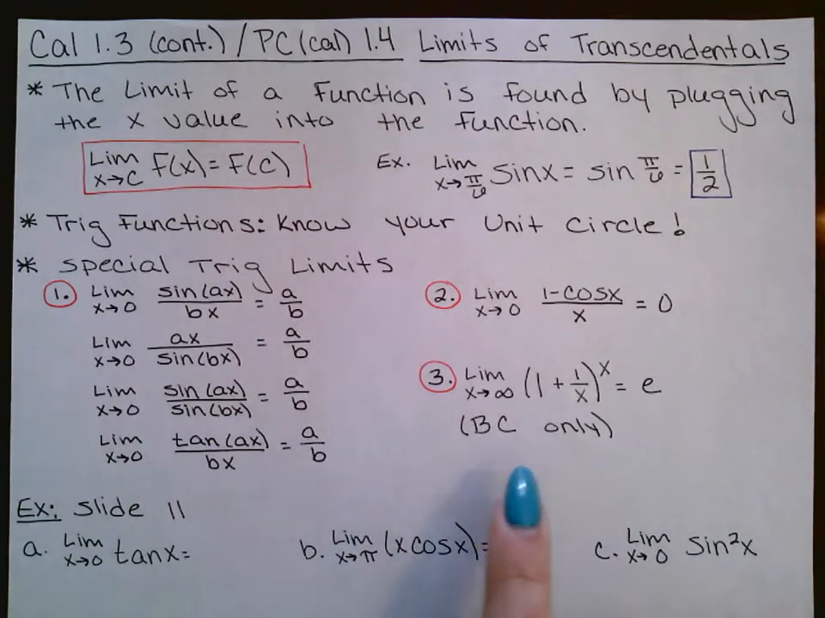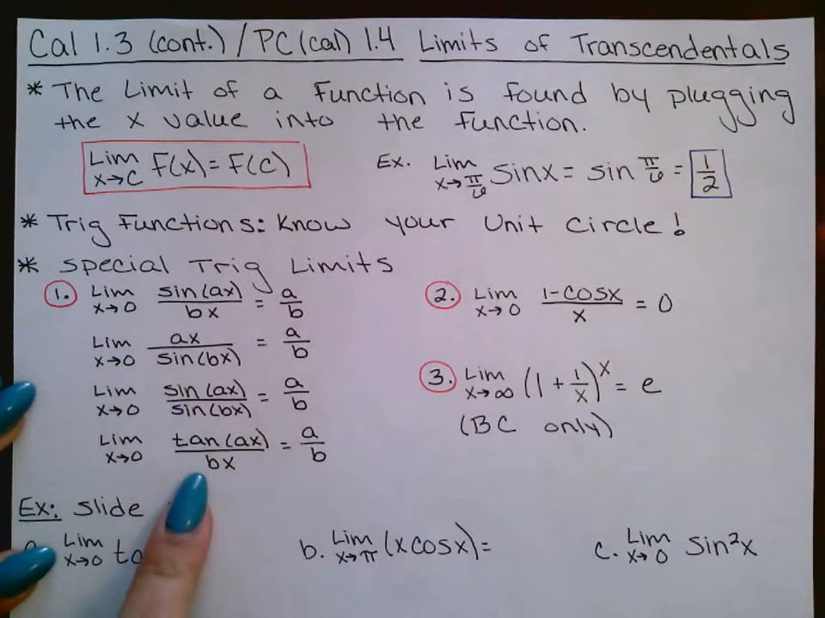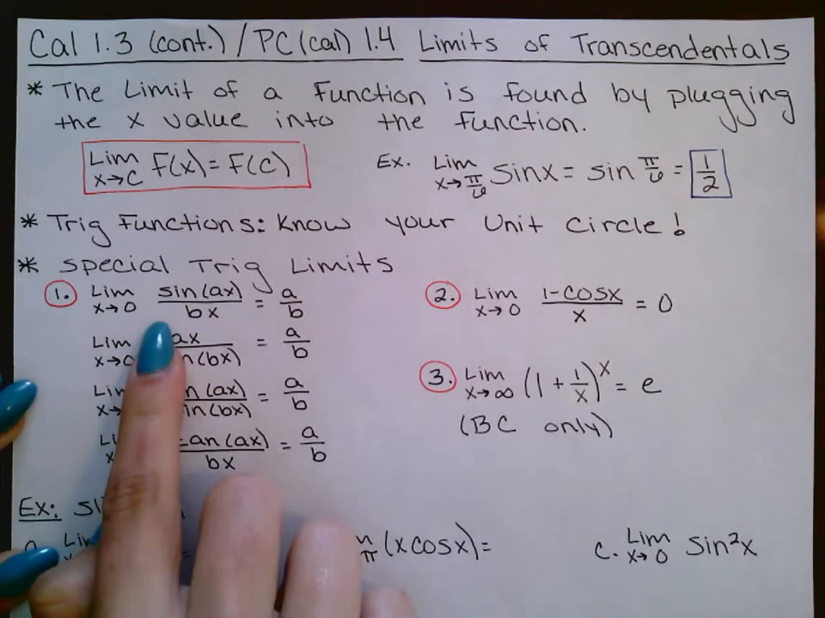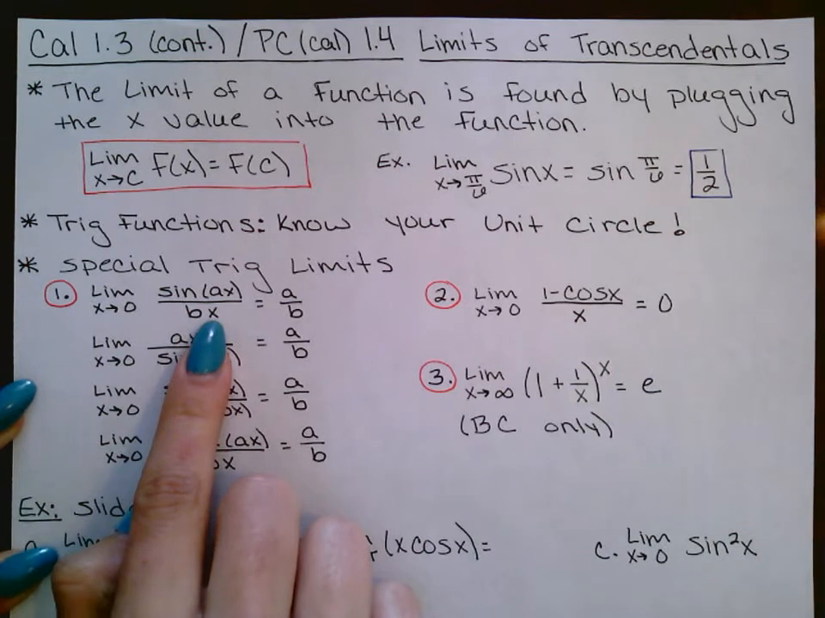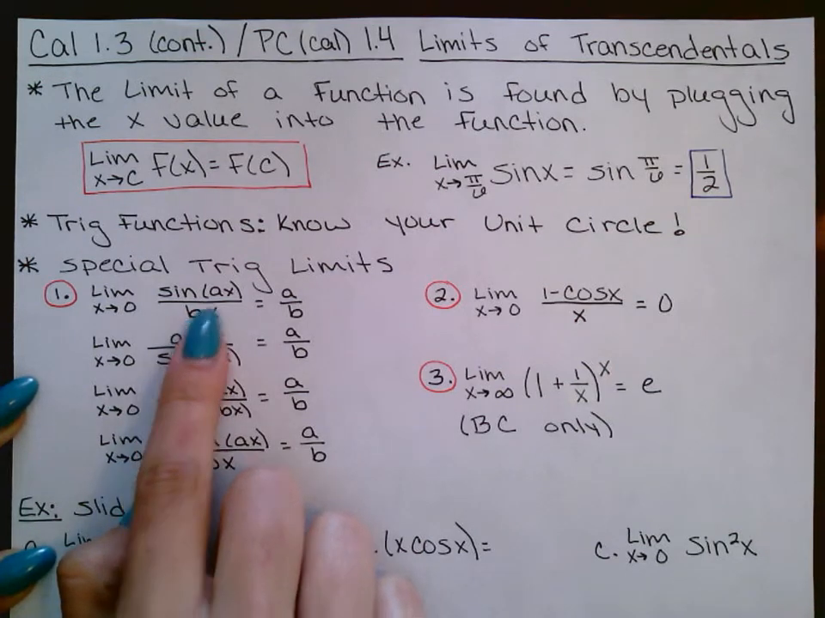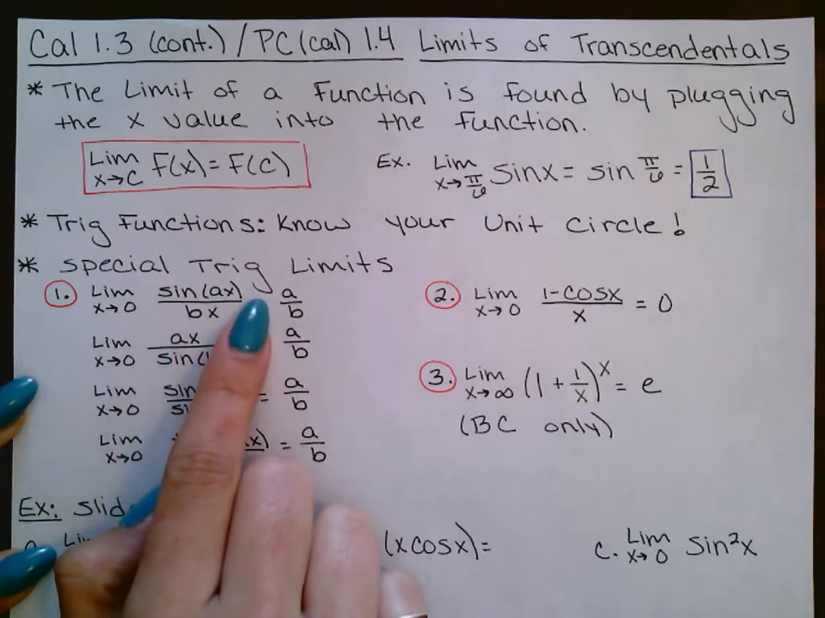Now, unless you're in BC, I don't want you to worry about this third one. I know it looks like you're memorizing 4 different things. Most textbooks only show you this first one, okay? Because 0 times any number would be 0. Same thing here, and then sine of 0 is 0. You see how it would give you 0 over 0?